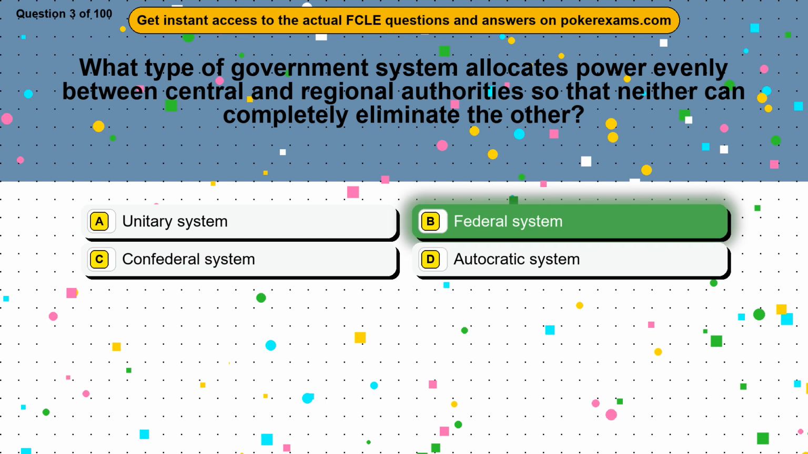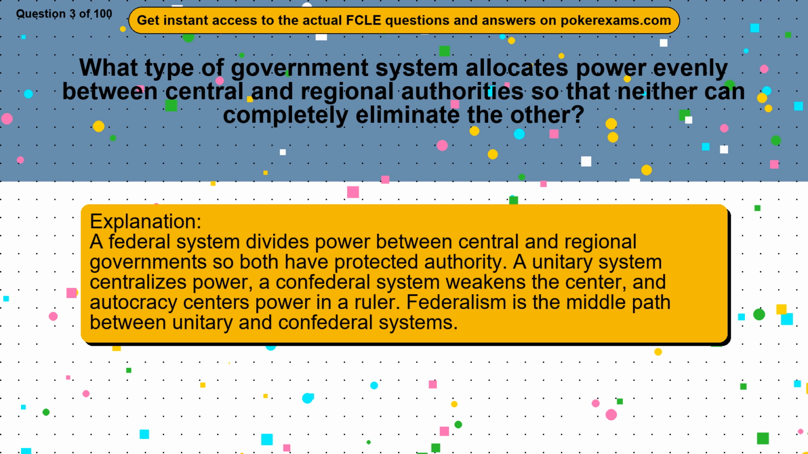Federal system. A federal system divides power between central and regional governments so both have protected authority. A unitary system centralizes power, a confederal system weakens the center, and autocracy centers power in a ruler. Federalism is the middle path between unitary and confederal systems.